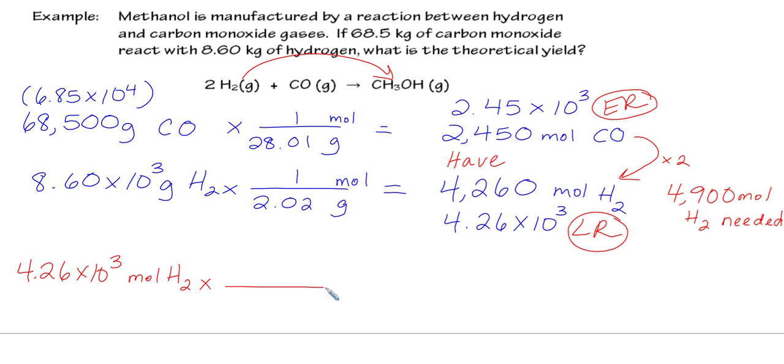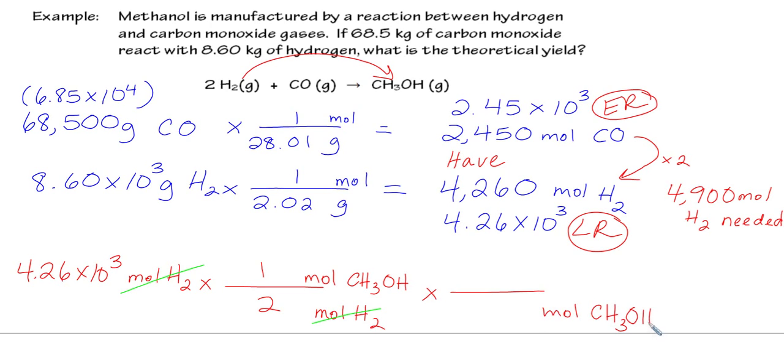We'll set up the stoichiometry. We'll cancel moles of hydrogen. We'll switch it to our product, the methanol. We'll check the ratio from the balanced equation. It's a whopping 1 to 2. I like to cancel my moles of hydrogen. And then while we're at it, let's go all the way to grams. Okay, so cancel moles of methanol. Let's put her in grams.